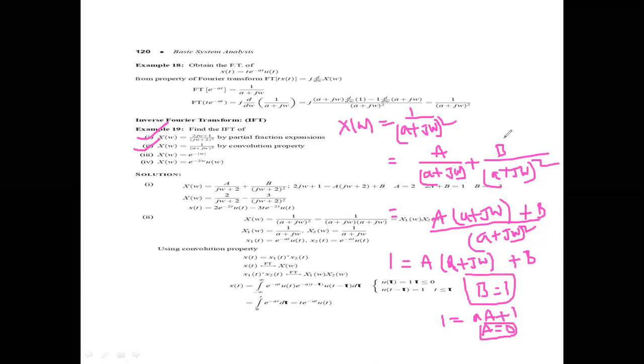Again, we'll get the same thing, 1 by a plus j omega whole square. So we are not going for the partial fraction method because directly they given it is 1 by a plus j omega whole square. After using the partial fraction method also, finally we are getting 1 by a plus j omega whole square. So for this expression, we go by using the convolution property to find the inverse Fourier transformation of x of omega. Okay, my dear students.